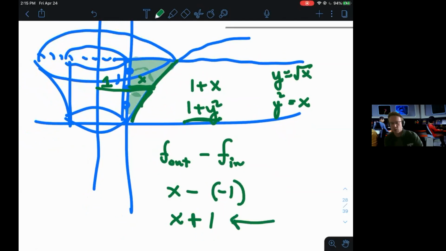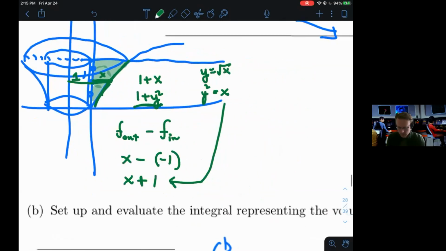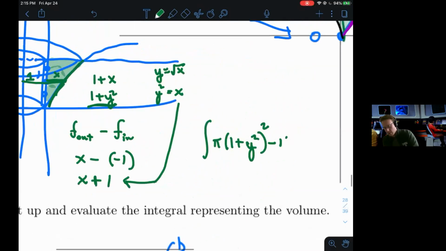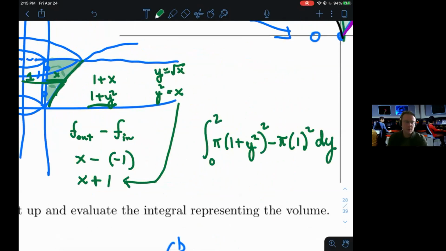And then, because we're integrating with respect to y, we would need to go ahead and transform this into y's. And so we use this exchange rate here. And so that 1 plus y squared, that's what we would call the outer radius. A lot of times in class, I would use a capital R for that. And then your inner radius would just be that smaller circle there, which just has a radius of 1. So you would have something like this, minus pi times 1 squared. So in this case, our inner radius, like you mentioned, would be 1.